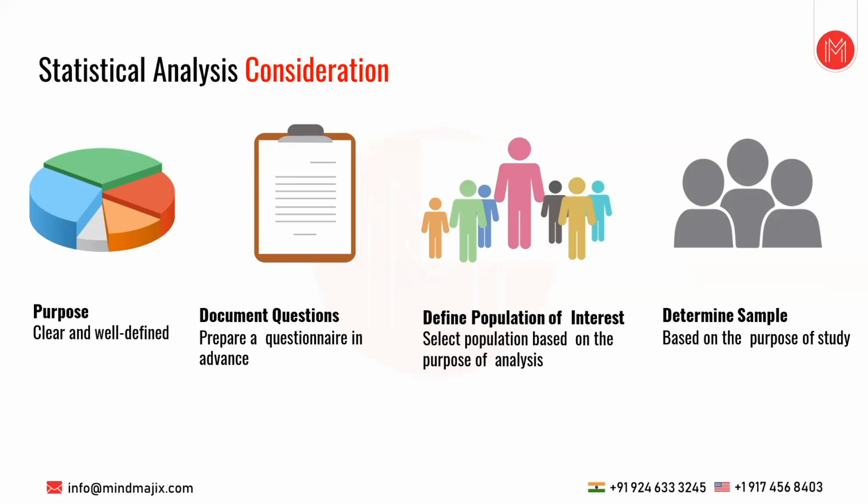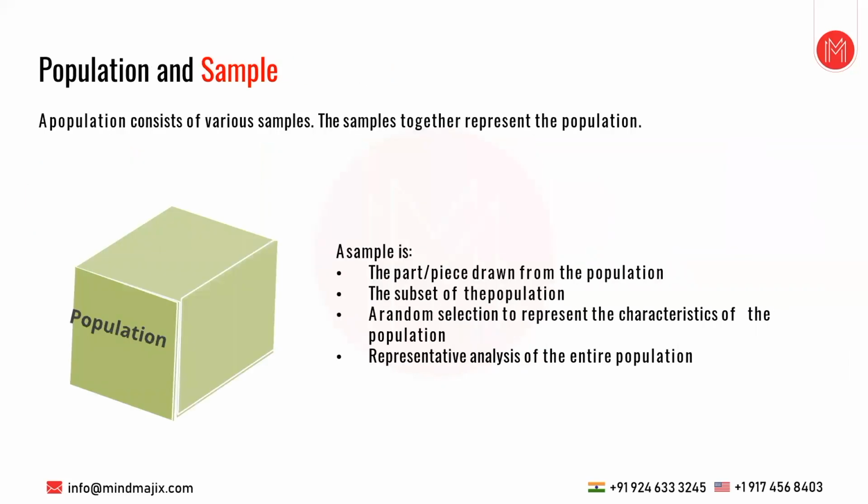After discussing this, let's take a look at population and sample. What is the meaning of population? A collection or a set of individuals, objects, or events whose properties are to be analyzed is called a population. What is the meaning of sample? A subset of the population is called a sample. A well chosen sample will contain most of the information about a particular population parameter. Also, a population can consist of various samples, and the samples together represent the population.